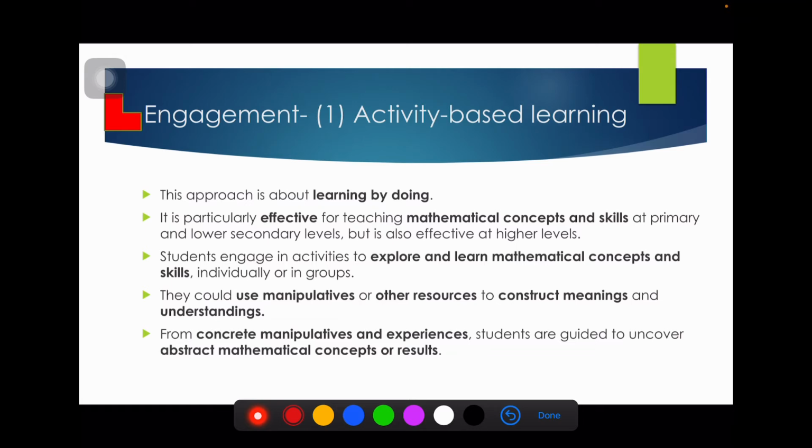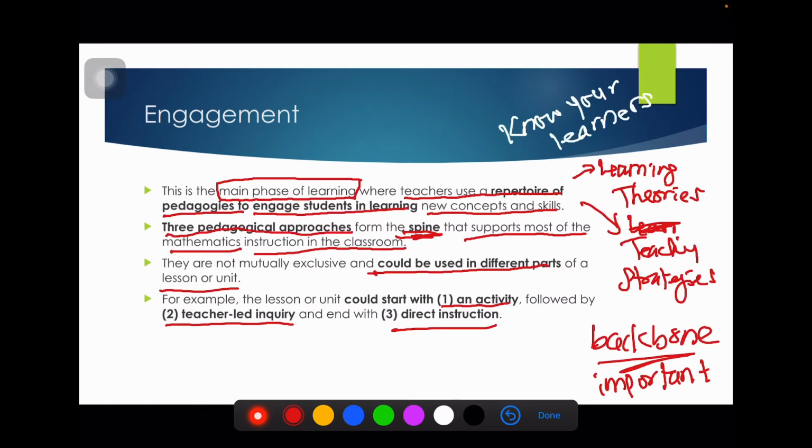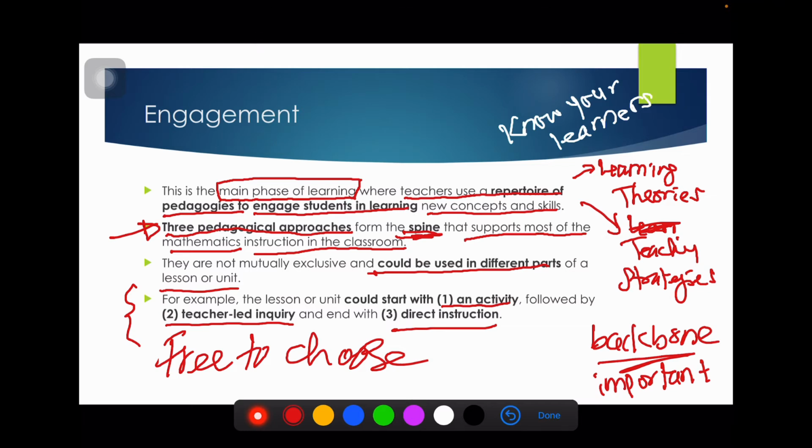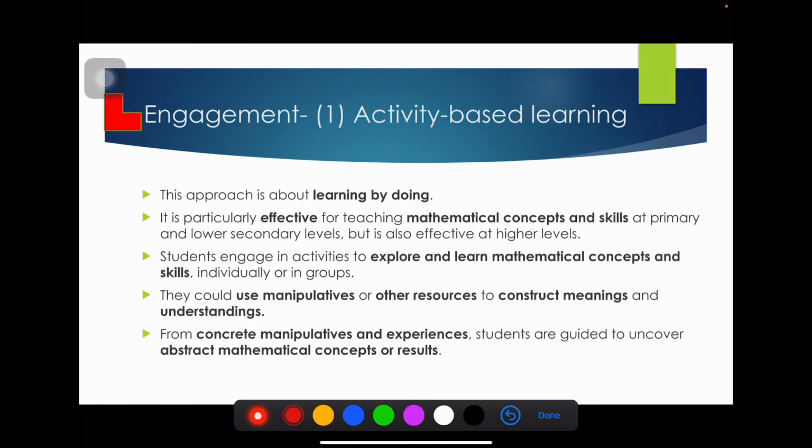So the first one is activity-based learning. Remember the 3 pedagogical approaches. So we are going to look at the 3 pedagogical approaches. Now this part here is an example of a lesson. You can follow this if you want to, activity first and then teacher-led inquiry and then direct instruction. But most of the time, you are free to choose your own methods.